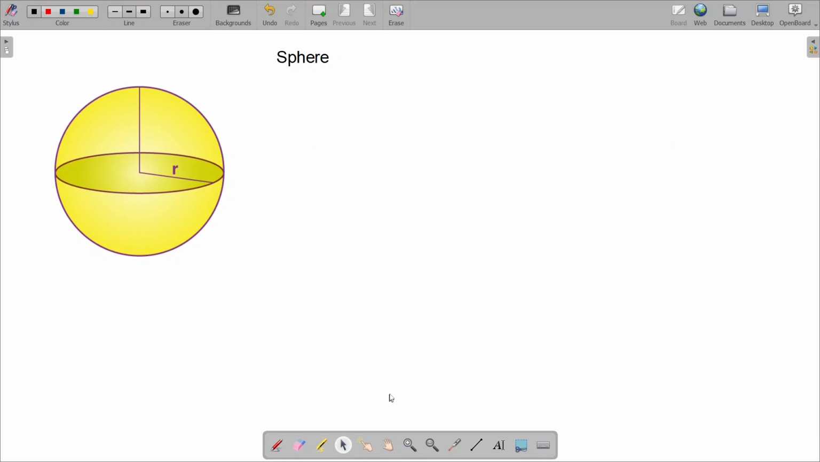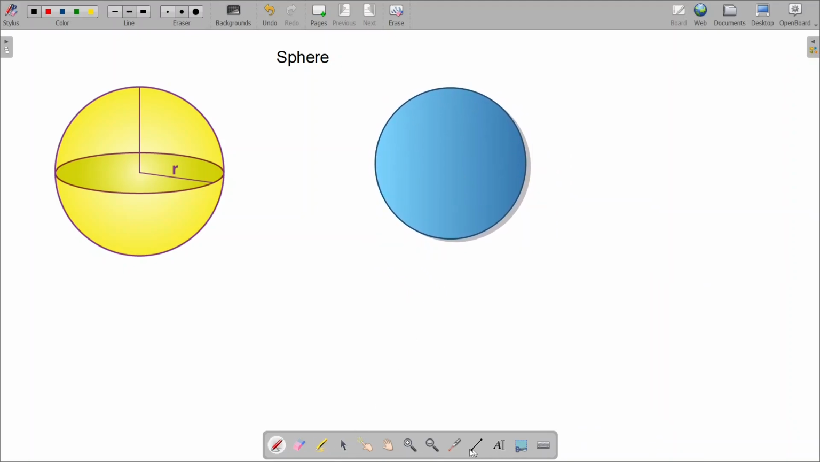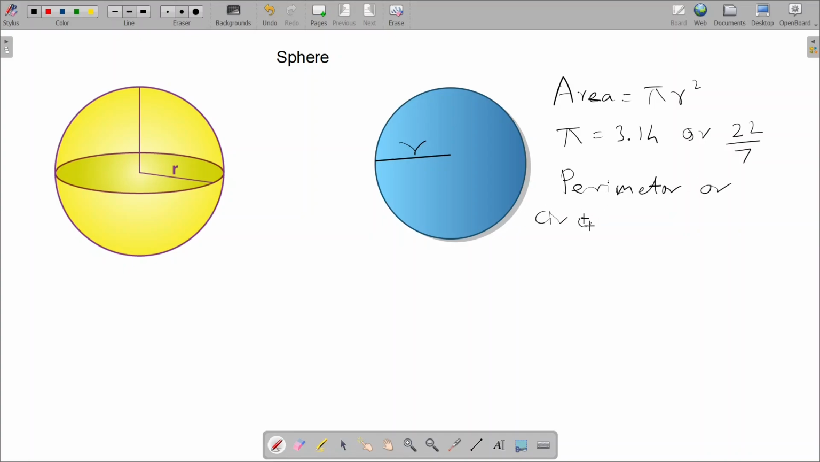So sphere is derived from circle. First we'll talk about circles. Circle has only one dimension. You just require the radius. This is radius. The area of circle is only pi r square, pi into radius square. The value of pi can be 3.14 or 22/7 depending upon the question. Require only the radius, nothing else. The area of circle is pi r square, and the perimeter, or you can say circumference, in the case of circle is 2 pi r.